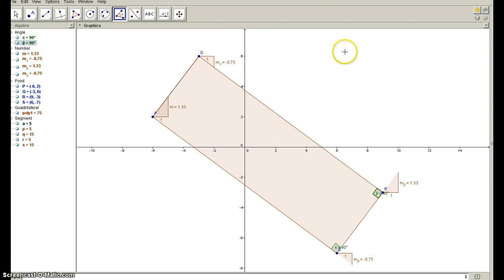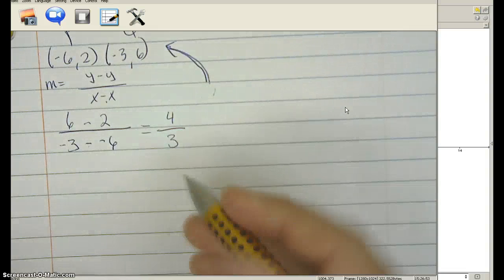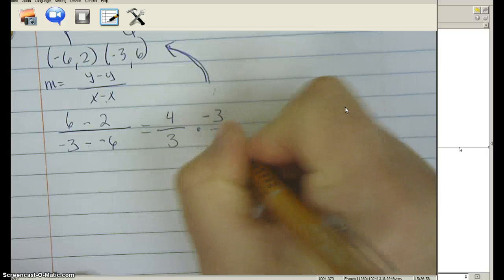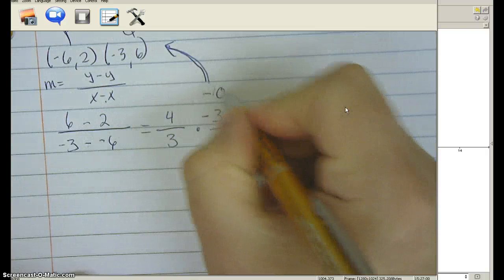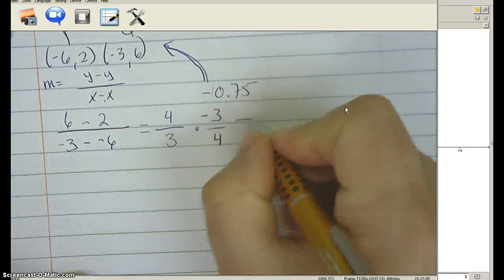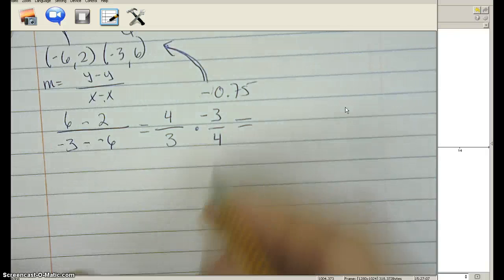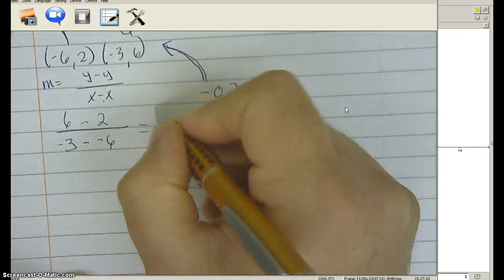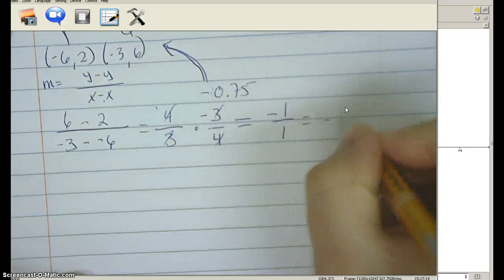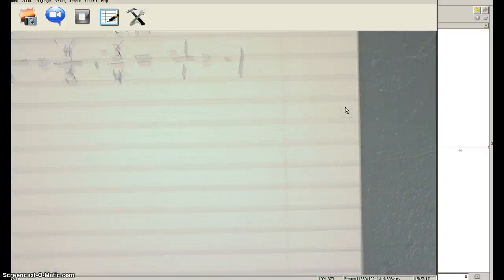But how else would we get there? Well, negative 0.75 is negative 3 over 4. So if I go back, one of my slopes was positive 4 over 3. My other slope was negative 3 over 4, because that was negative 0.75. If I put that in a fraction and multiply those together, the 3's cancel, the 4's cancel, leaving negative 1 over 1, which is negative 1. So that's the slope criteria.